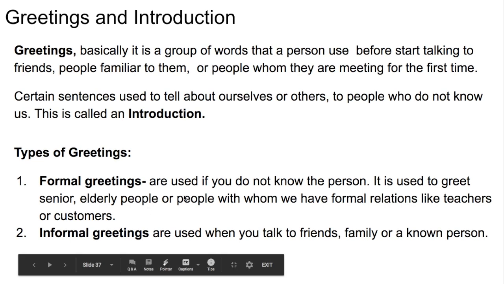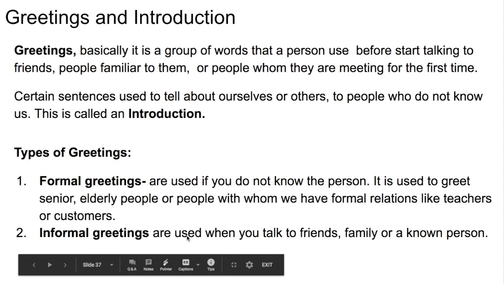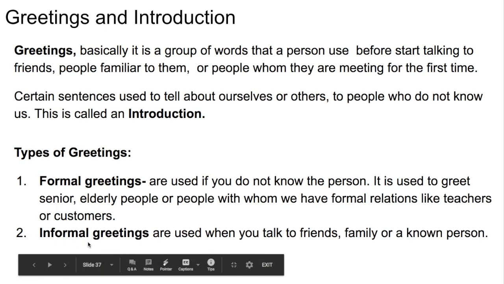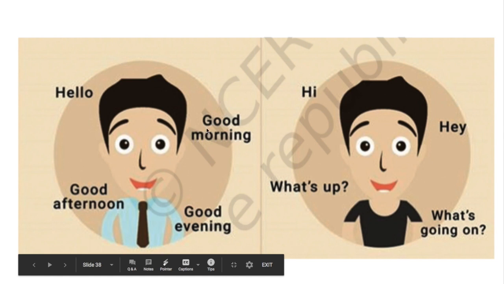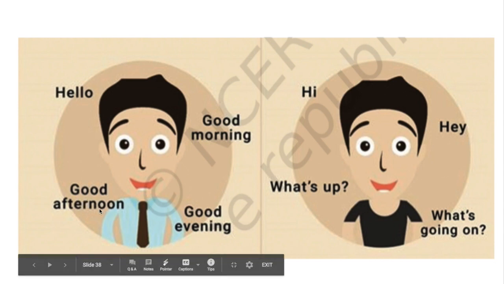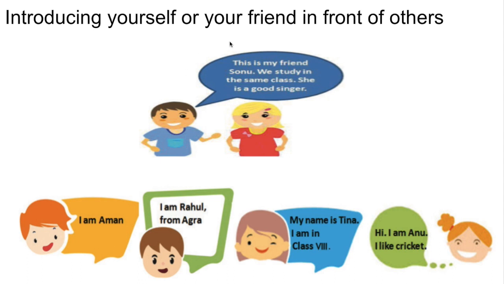Formal greetings are used if you do not know the person, to greet senior elderly people or people with whom we have formal relations, like our teachers or customers. And informal greetings are used to talk with our friends, whenever you meet your friend or you are sending some message to him or her, you'll just say hey, hi, what's up, what's going on. You can see in this picture some formal greetings like hello, good morning, good afternoon, good evening. This is considered the formal greeting, and this is the informal greeting, like hi, hey, what's up, etc.